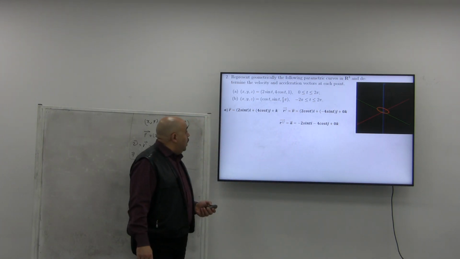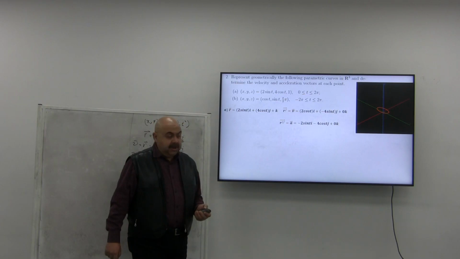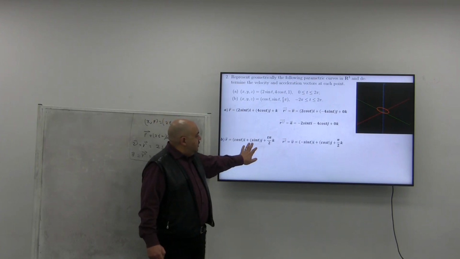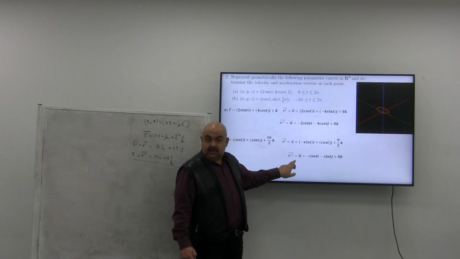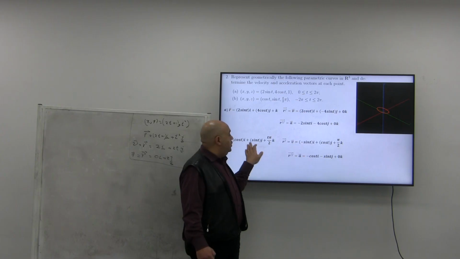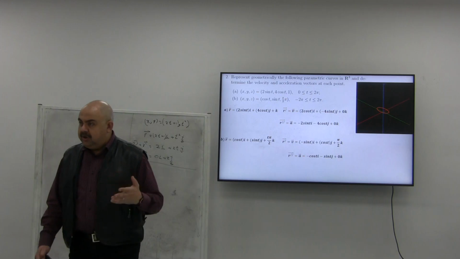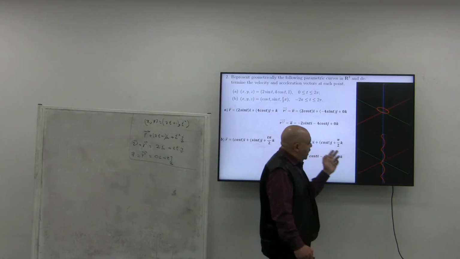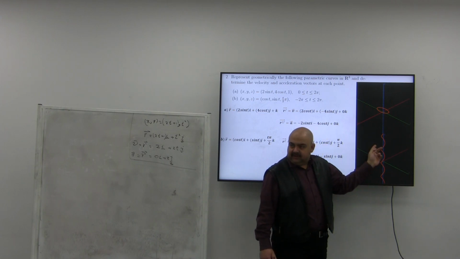Okay, for the second one, this is cosine t, sine t, and you have t over 2 pi, and t runs from 2 pi up to negative pi. In a similar manner, this is r of t, this is the velocity, and that's the acceleration relative to this function. All I have to do is differentiate each component 1 time to get the velocity, 2 times to get the acceleration, and that's the shape of this spiral, which goes from negative infinity up to positive infinity. Okay.